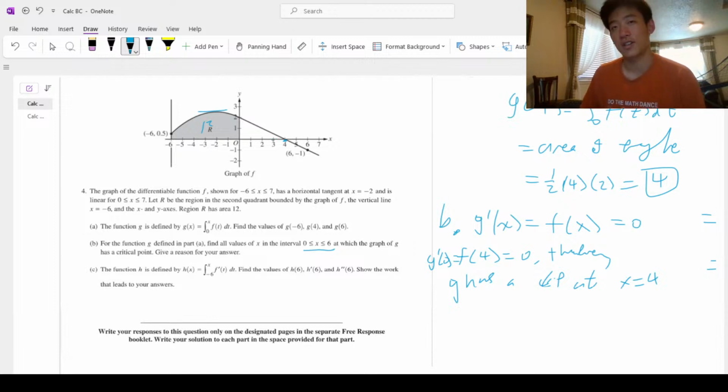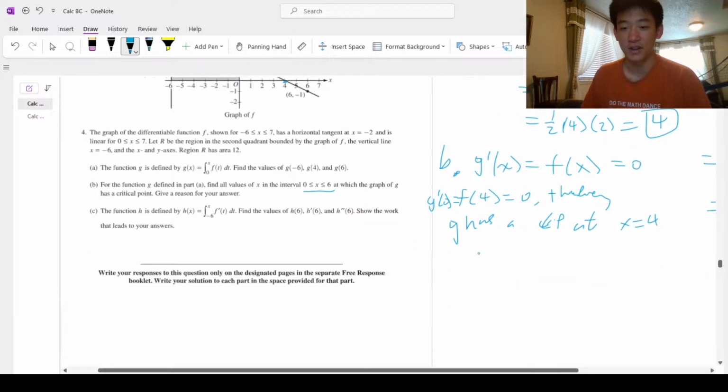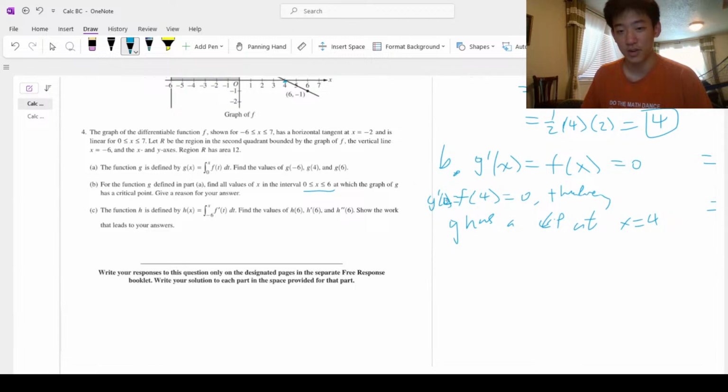And another thing for a critical point is if it's undefined, but it's always defined because the graph is differentiable. It's always continuous, always defined. Okay, so yeah, you have to have this part, and you also have to say that it's equal to 0. Oh, g prime of 4 is 0, not g of 4. Okay, so part C. Now this is the last part here.